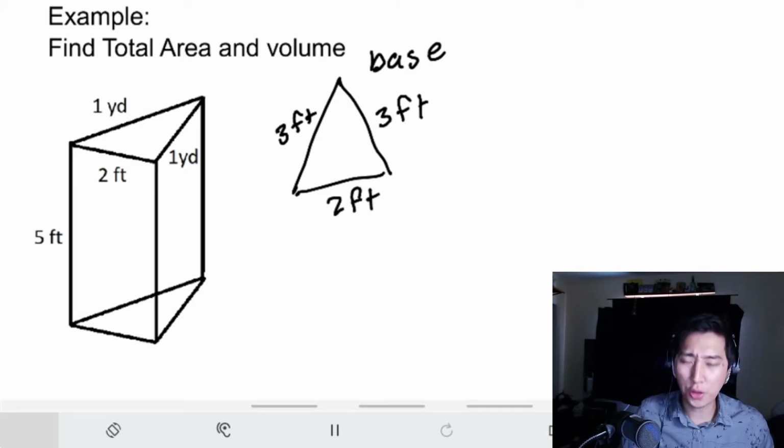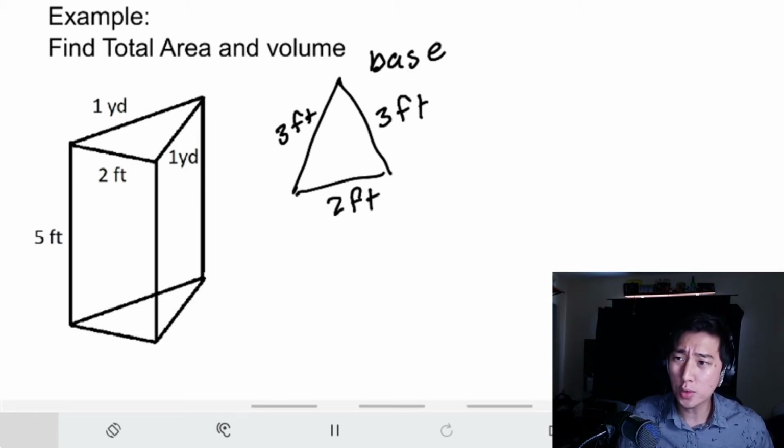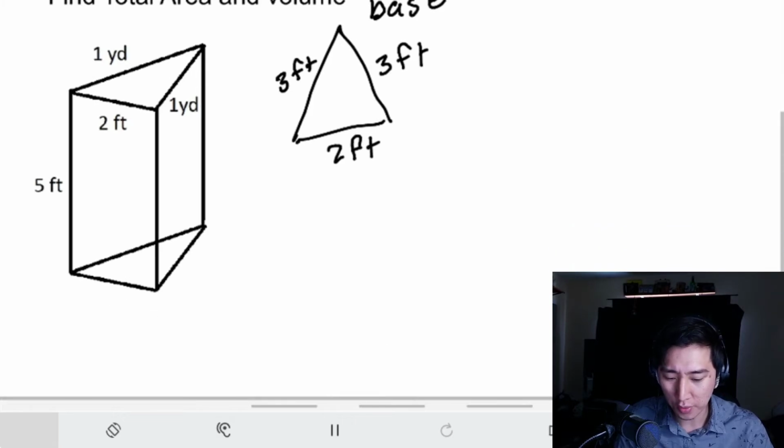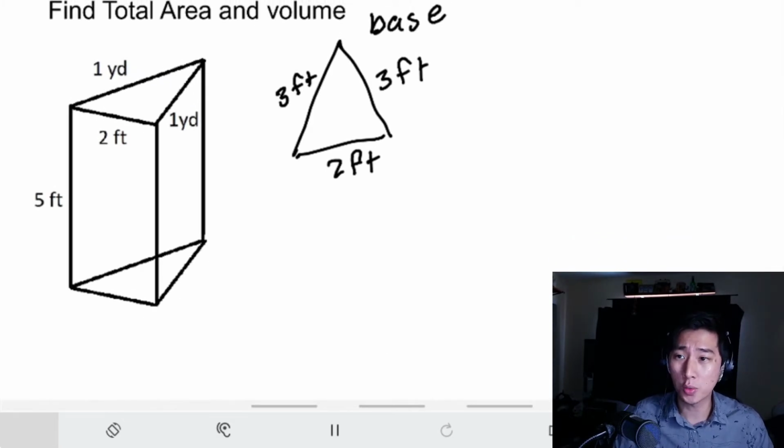Now, if you notice, I wrote 3 feet instead of 1 yard. The reason is that if I dealt with 1 yard and 1 foot, we would have different units, and it's really difficult to work with different units. So one thing you always want to do is make sure your units match up first. If you have trouble with that, feel free to let me know, and I can guide you through that as well. But again, you always want to draw your base.